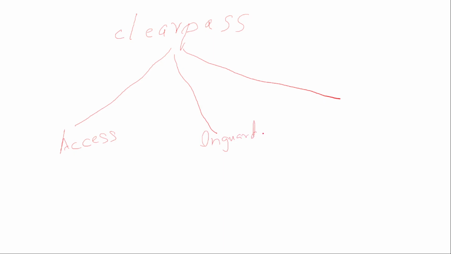ClearPass has three licensed features, actually three licenses. One is the access license, another one is OnGuard, and another one is Onboard. These are the basic three license types. The Access license is compulsory. This will cover Policy Manager and Guest. So the guest functionality is under the Access license. This is applicable for concurrent sessions.